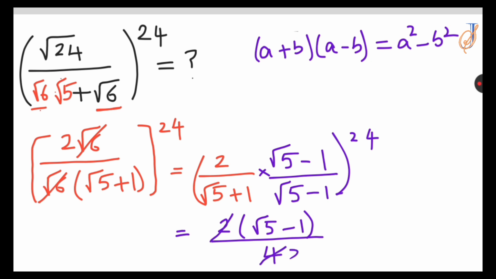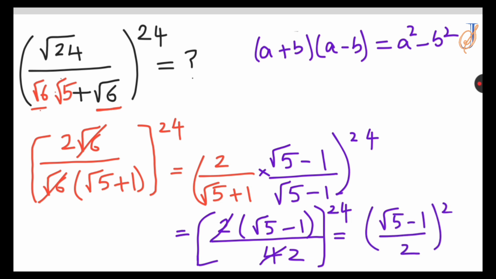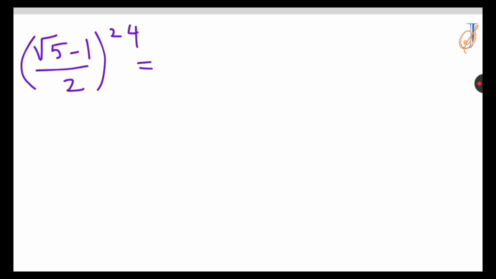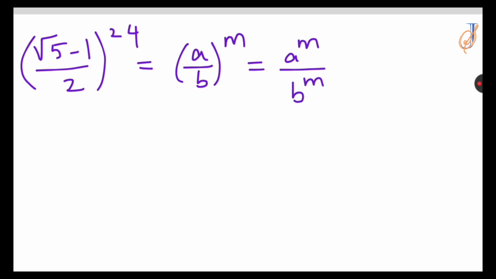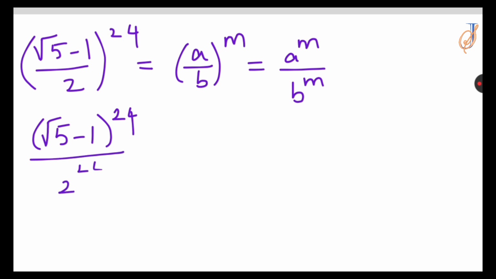Now here 2 and here 4 get cancelled, so you are left with square root of 5 minus 1 over 2 whole power 24. Now it is in the form of a over b whole power m. We can write this as a power m over b power m. That means the exponent goes to the numerator and denominator also. So we can write this as root 5 minus 1 whole power 24 over 2 power 24.